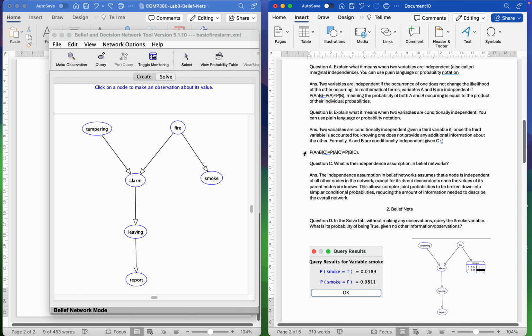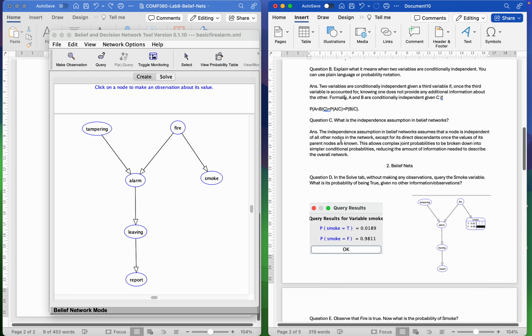In this notation, we can see the probability of the intersection of A and B given C equals the probability of A given C and the probability of B given C, and their product. So if we know the value for C, it becomes pretty much the same formula as the previous one.